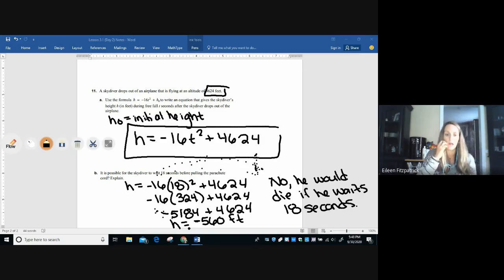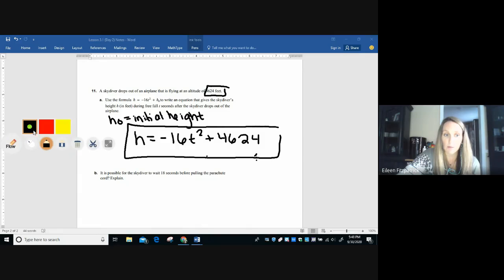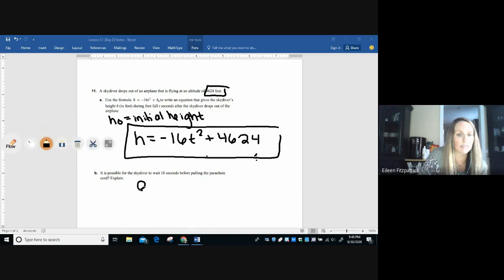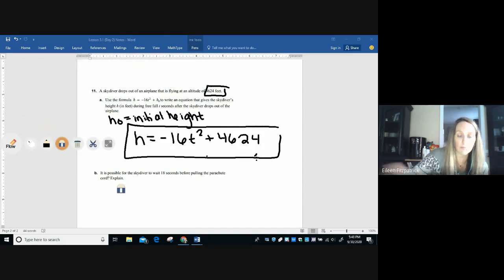Okay. All right. Another way of solving this problem, just as a different approach, you could think to yourself, okay, well, how many seconds does it take for him to get to the ground? Let's see if 18 seconds would be a good amount of time or not for him to wait to pull his parachute. So if I wanted to know what t is when he lands on the ground, what's h when he lands on the ground? The height is 0. So I could also plug in 0 for the h value and solve for t.